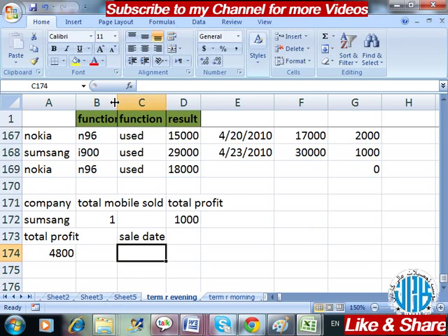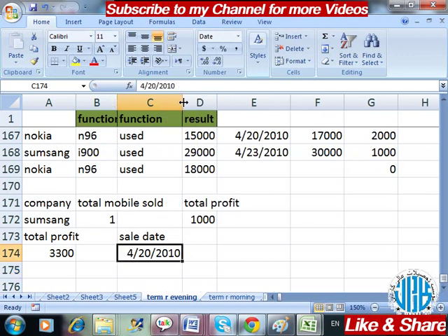Okay, I'm going to write 4/20/2010. That date is here. So how much profit have I earned on this date? So you enter the date, and automatically it will calculate the profit for you. Okay, I want to check it out.